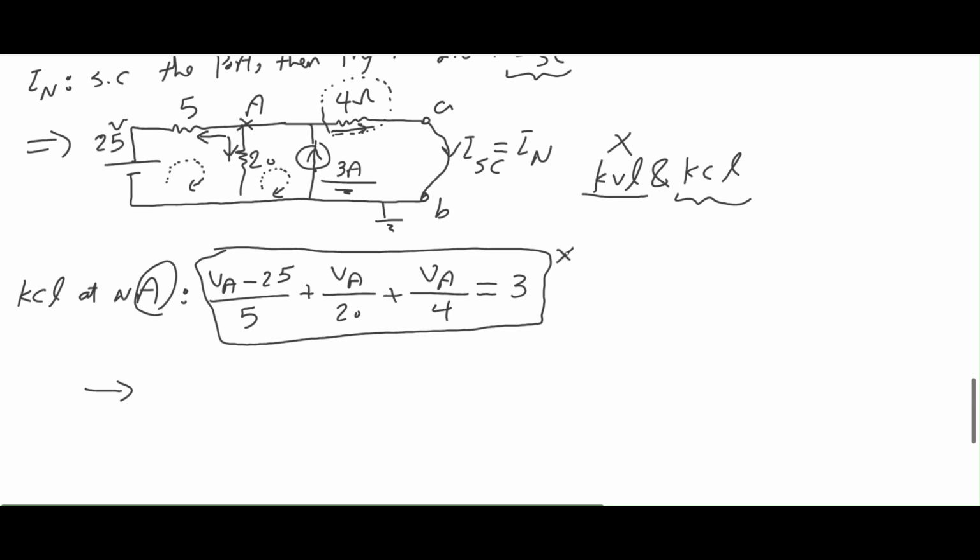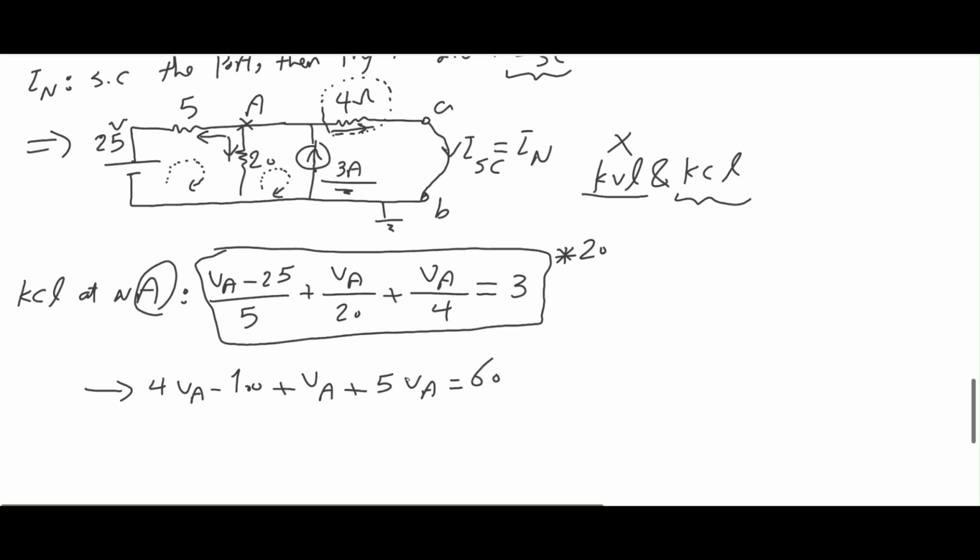So let's just multiply both sides by 20. If I multiply both sides of this equation by 20, I have 20 divided by 5, which is 4. So 4 times VA minus 4 times 25, which is 100, plus 20 and 20 cross out. I have VA plus 20 divided by 4, which is 5. So 5 times VA equals 20 times 3, which is 60.